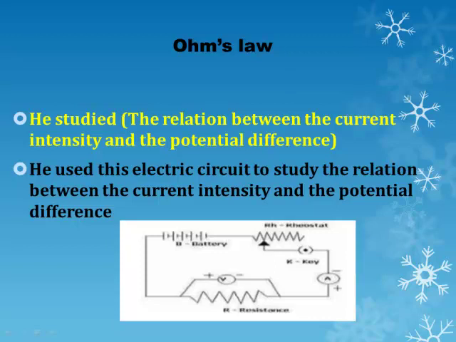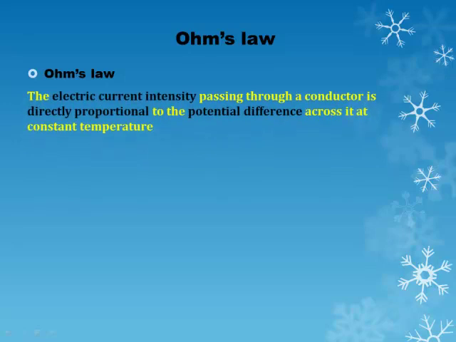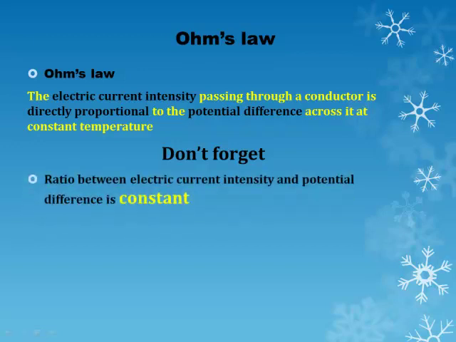Ohm changed the length of wire, so he changed the resistance, and took the readings of the ammeter and voltmeter. He found that the relation between electric current intensity and the potential difference is directly proportional at constant temperature. So the electric current intensity passing through a conductor is directly proportional to the potential difference across it at a constant temperature. Please don't forget, the ratio between electric current intensity and the potential difference is constant.